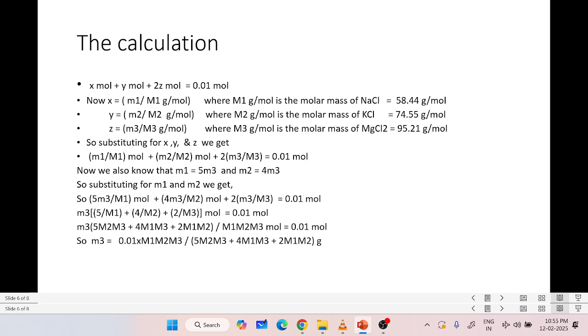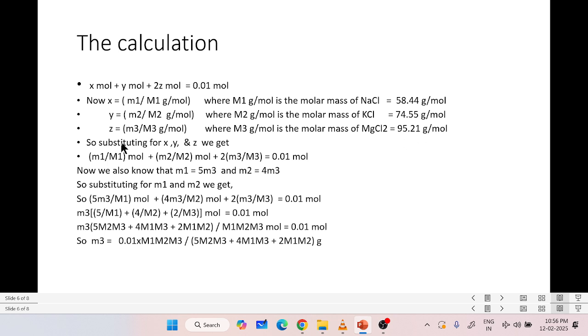Now we know that X is the mass of sodium chloride by its molar mass, okay? M1 by capital M1, where capital M1 of sodium chloride is 58.44 grams per mole. And similarly, Y is the moles of potassium chloride, obtained in the same way, M2 by its molar mass, where the capital M2 for potassium chloride is 74.55 grams per mole. Similarly, Z for MgCl2 will be its mass M3 by its molar mass, where the molar mass capital M3 of MgCl2 is 95.21 grams per mole.